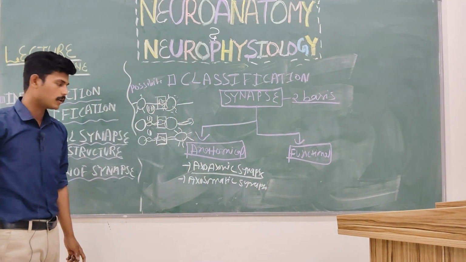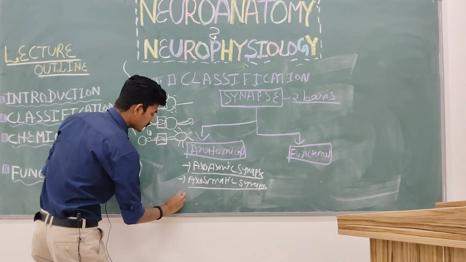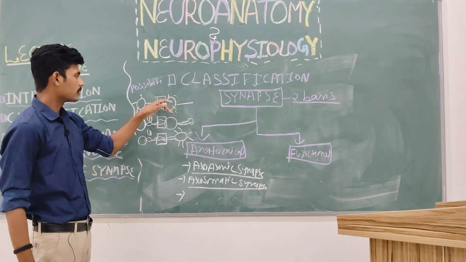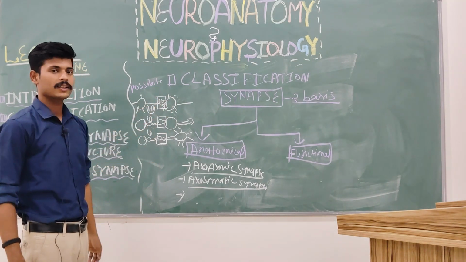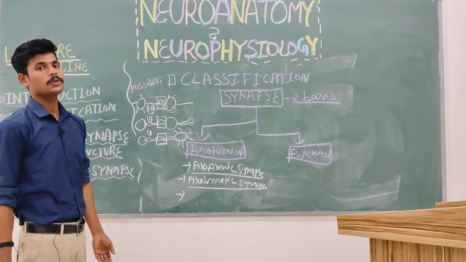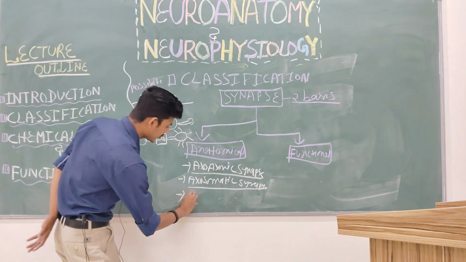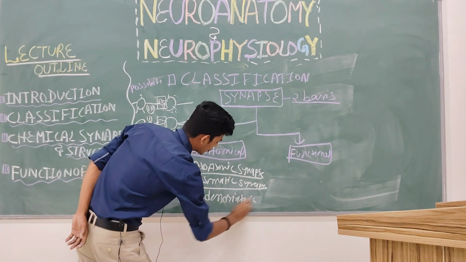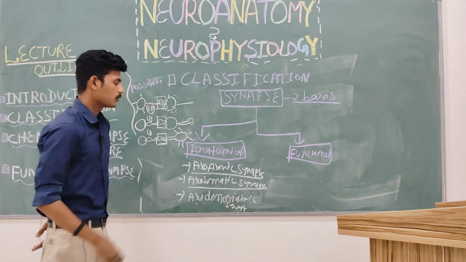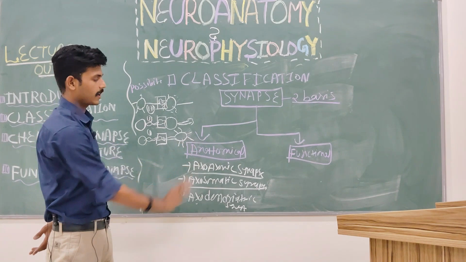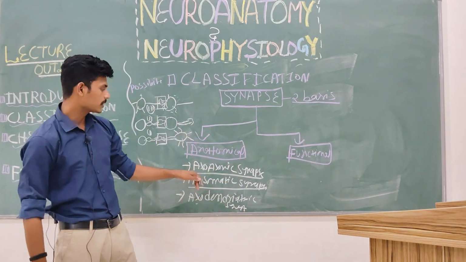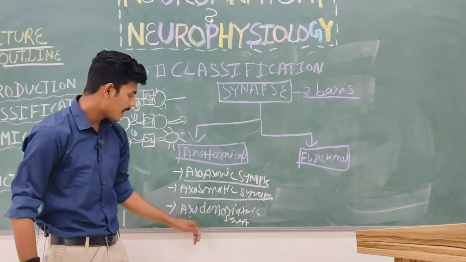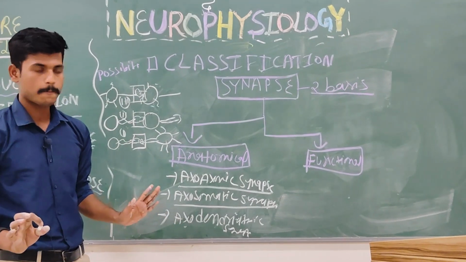Are you understood? Now the third one, you are wise enough, you can tell me. One neuron's axon relies on another neuron's dendrite. It's an axodendritic synapse. So these are the three types which are divided on the basis of anatomy. So anatomical classification constitutes the axonic synapse, axosomatic synapse, and axodendritic synapse. Am I clear?